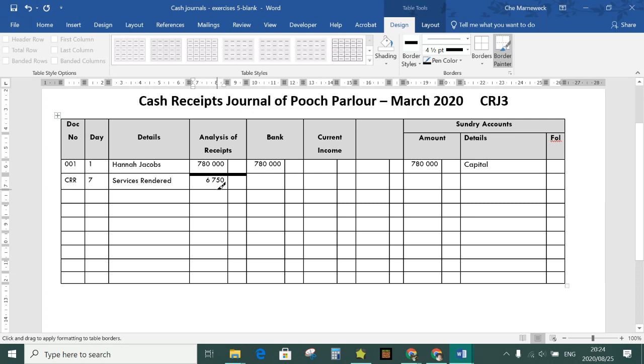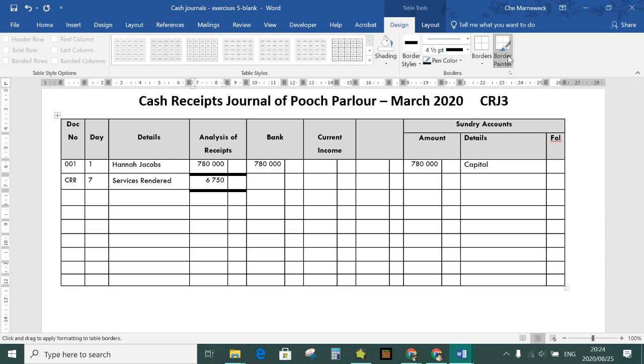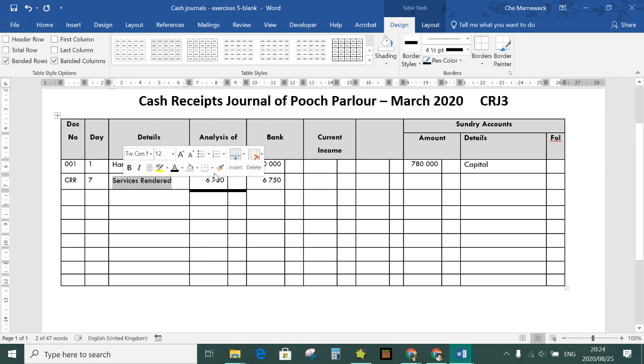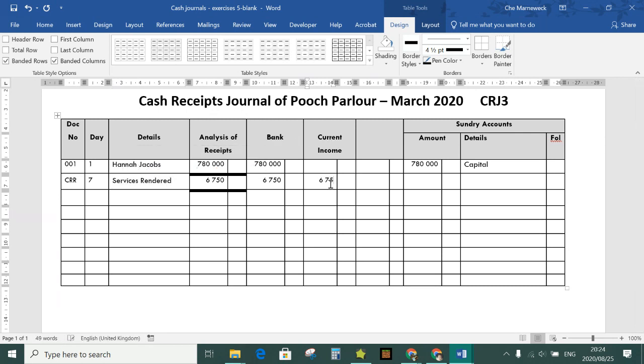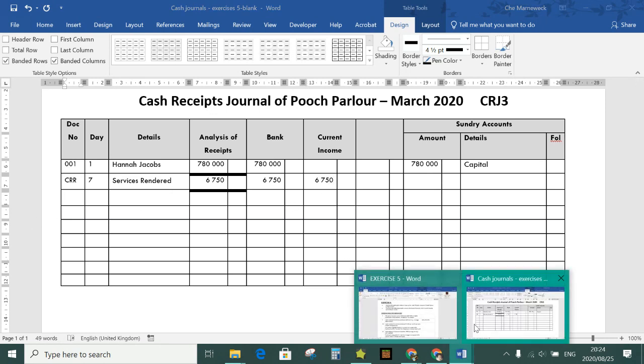We total how much money we receive in our analysis of receipts column. We deposit the total amount into our bank account, and services rendered is called current income in accounting. We have a column for current income, so we record it under the column. Get ready for the next day.